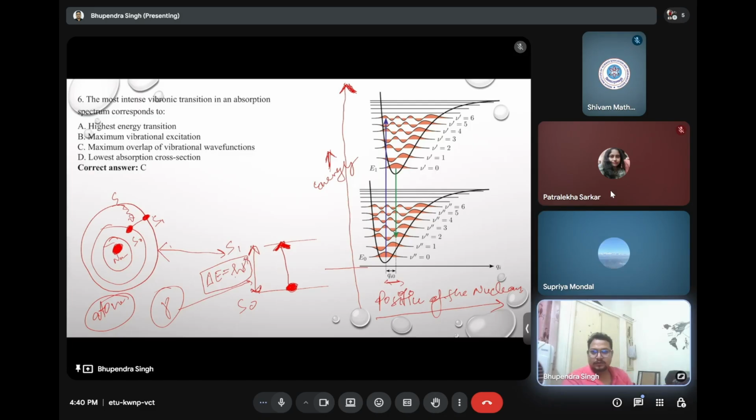No. Have you read Kasha's rule? Okay. So tell me, like in this graph, what is absorption? Which line out of these two represents the absorption and which line represents the emission? Tell me.